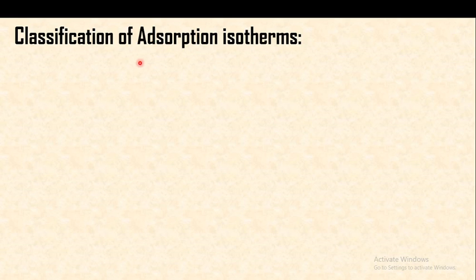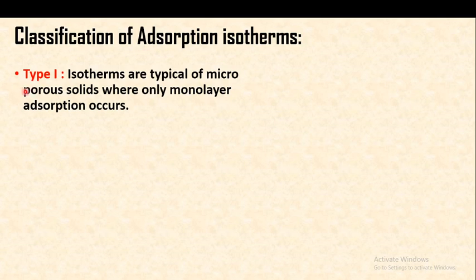So, what is the classification of these types of adsorption isotherms? We will study type first. In type first, the isotherms are typical of microporous solids where only monolayer adsorption occurs. We have already studied that in the Freundlich adsorption isotherm there is formation of multilayer, but in the Langmuir adsorption isotherm there is formation of monolayer. So, in type first, the isotherms are typical of microporous solids where only monolayer adsorption occurs.